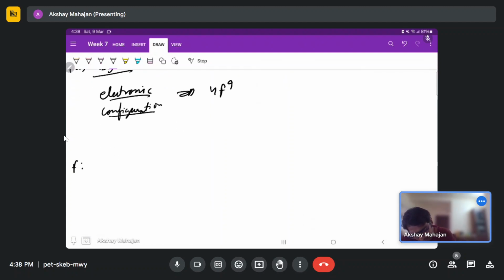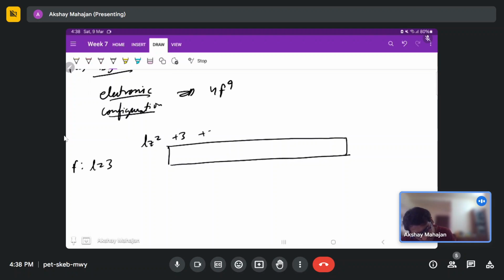Now for f, l is equal to 3. So we will have Lz equal to plus 3, plus 2, plus 1, 0, minus 1, minus 2, minus 3. Now we start filling according to Hund's first rule: all spin up, so 7 of them are filled. Then spin down according to Hund's second rule, 8, 9, just 2 will be there because we have 9 for f9.